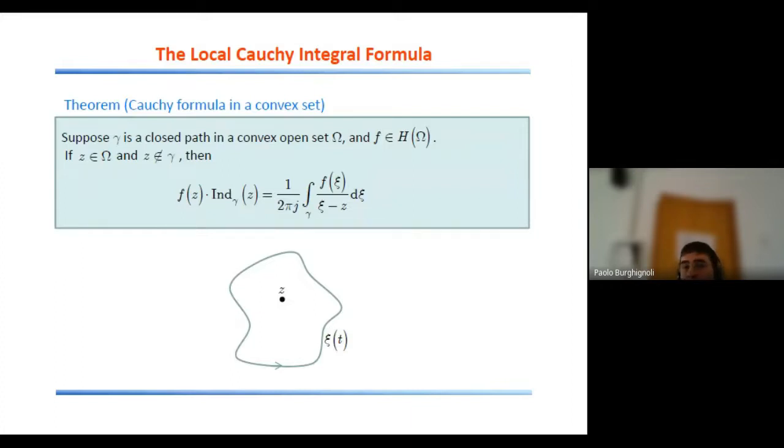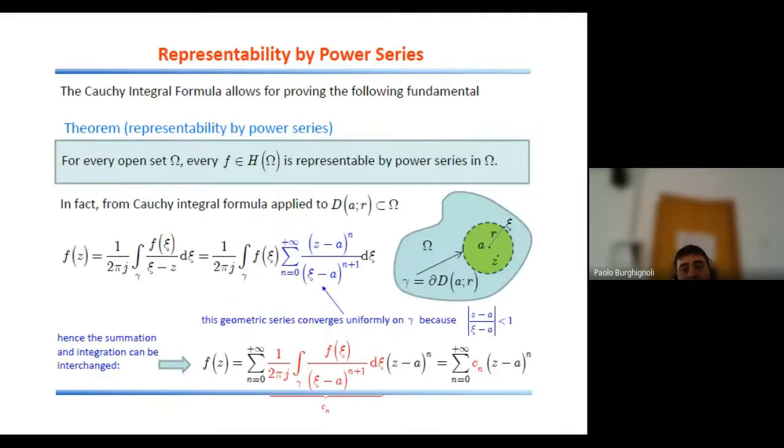Which is something not trivial at all if you consider a general function of two variables in the Cartesian plane. Now, in addition to being beautiful by itself, the Cauchy integral formula is an essential tool for proving an extraordinary number of consequences. The first fundamental consequence of this Cauchy integral formula is the result that any analytic or holomorphic function is representable by power series inside its domain of definition.